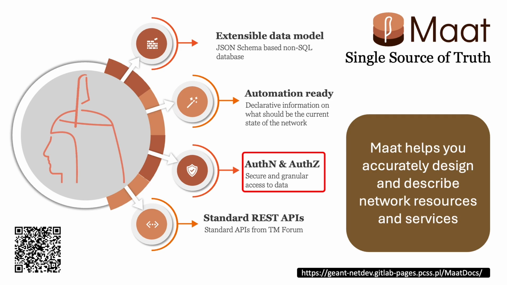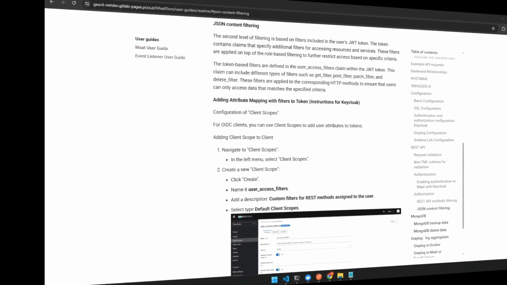This is level 2 authorization, and for it to work, level 1 roles should already be in place. For applying authorization using roles, please check out the other Maat videos. There, you will also find step-by-step information on how to install and set up Maat to use Keycloak.